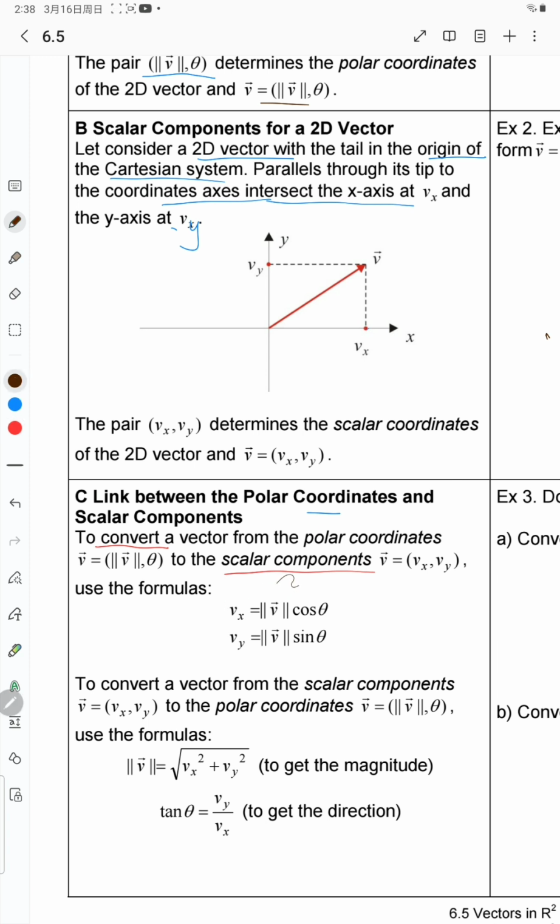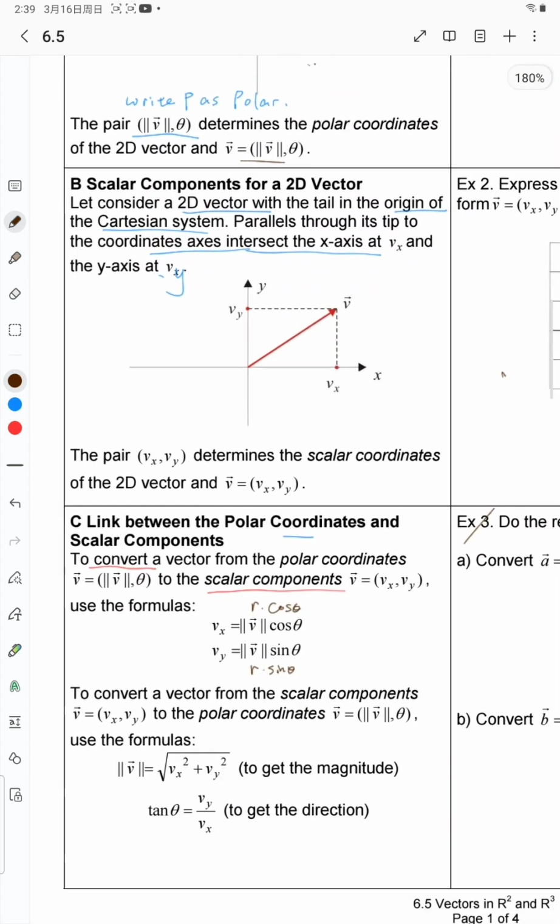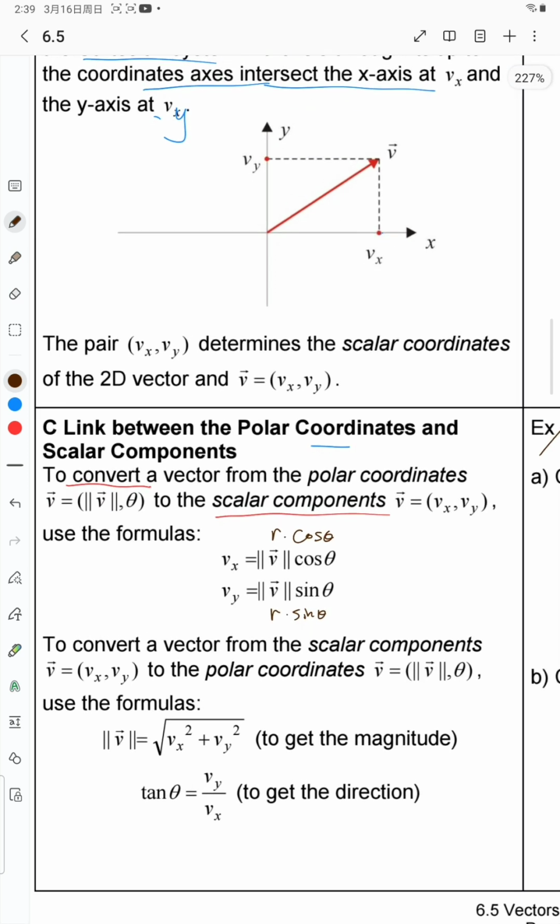We usually write r times cosine theta and r times sine theta, but you can write it your own preference. These are exactly the visuals here, right? If you are comfortable with this visual, you don't need to remember much. You don't need to recite this because you know the graph, and then you can naturally read this. Okay, and then convert a vector from the scalar components to the polar coordinates.